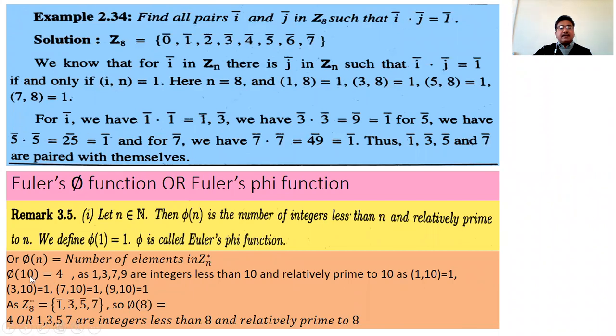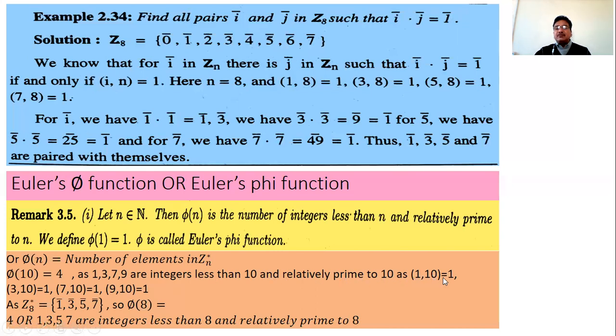Then 8 and 10: the greatest common divisor is 2, so 8 is not relatively prime to 10. Then 9 and 10: yes, 9 and 10 are relatively prime because their greatest common divisor is 1. So these four numbers are the numbers less than 10 and relatively prime to 10. What are the numbers? 1, 3, 7 and 9. These are the four integers less than 10 and relatively prime to 10.